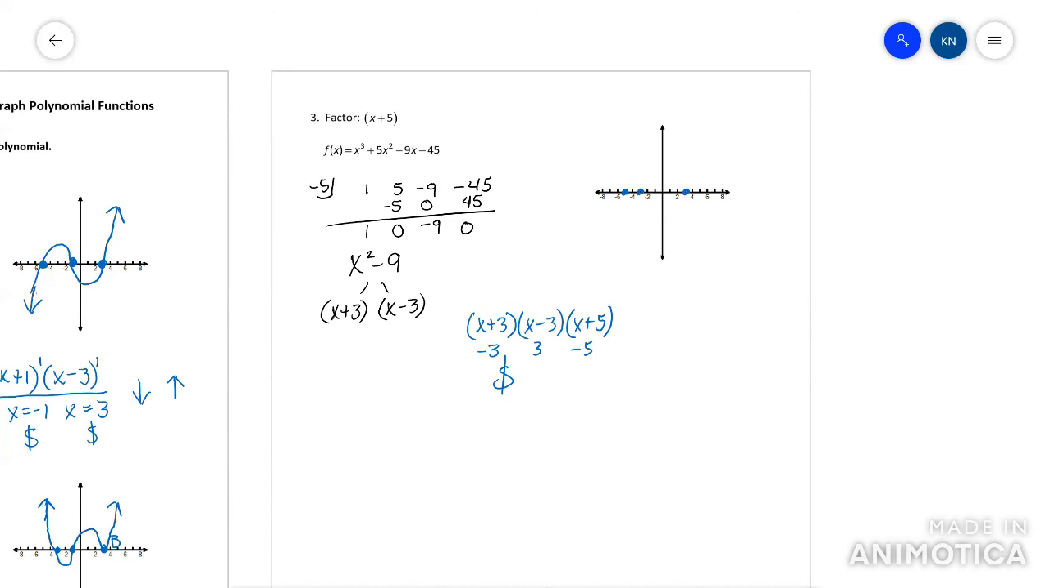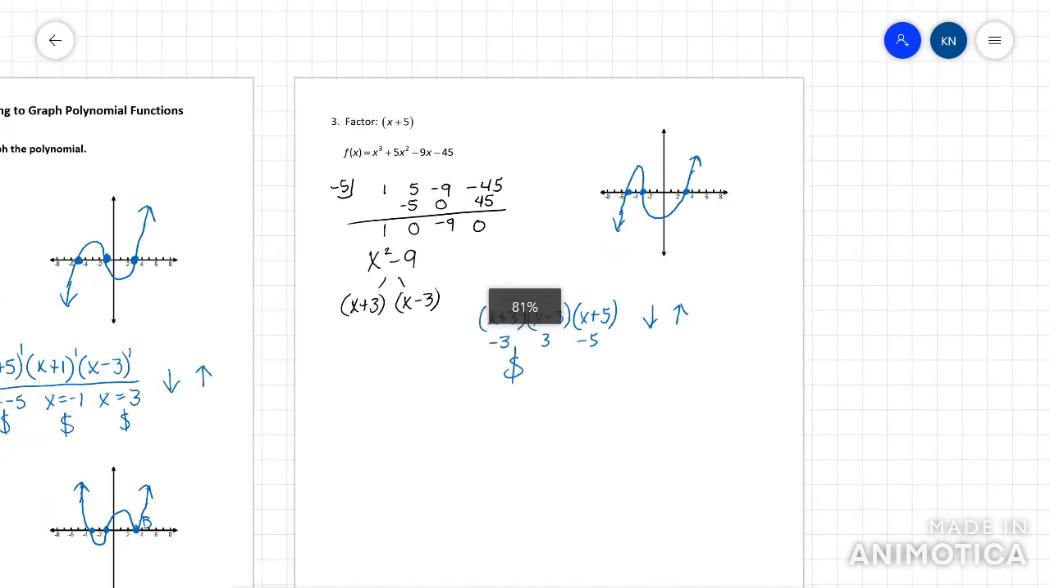And this is a degree 3 with a positive lead coefficient, so my arrows are going to be down, up, so I would go ahead and drop those on the graph as well. And they're all straight through, so I'm just going to cut straight through every single one of these x-intercepts. And that's all there is to it.